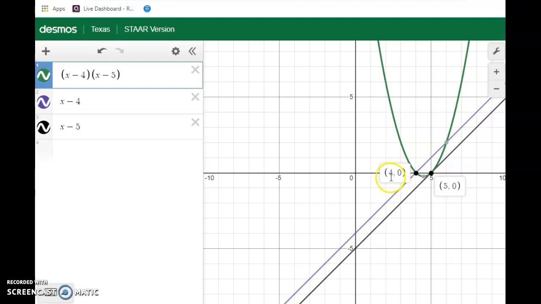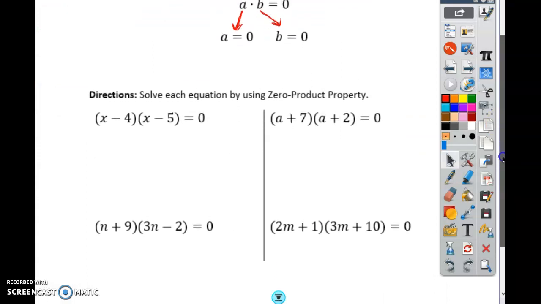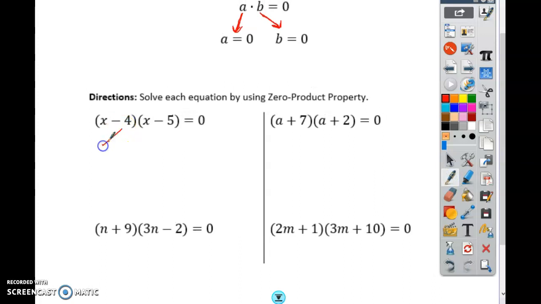Okay? What number is this? 4. What number is this? 5. So check this out. When I put them equal to 0, which is what we're going to do right now, I'm going to separate them. So you're separating them on your paper too. I'm going to do x minus 4 equals 0. And I'm going to do x minus 5 equals 0. Okay? And I'm going to solve.